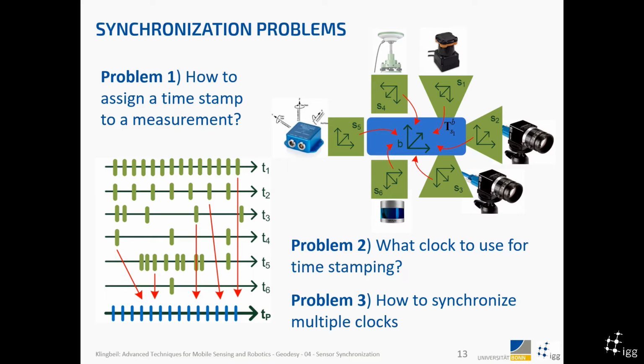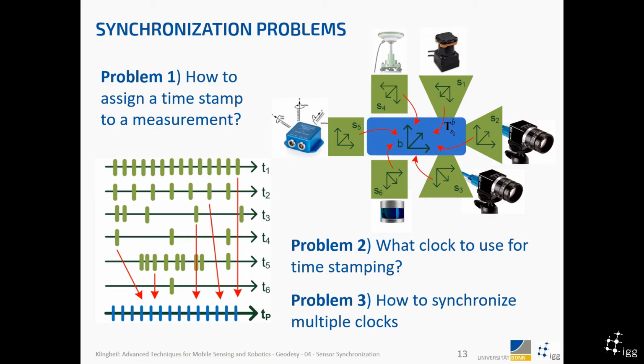The second problem is what clock to use for timestamping. PCs have clocks, and there are different clocks everywhere around. Some are good, some are bad, some are drifting, some are not drifting so much. So the question is, what is a good clock, and what clock can we use for timestamping? And are there potentially reference systems for time, so that if we say a certain time, everyone knows exactly what time that really was?